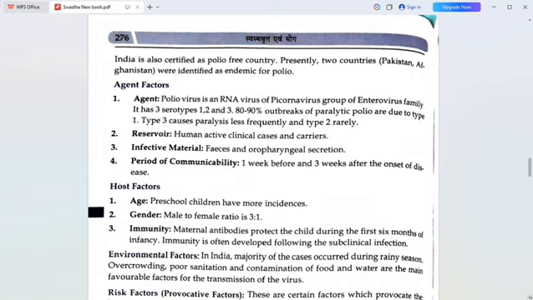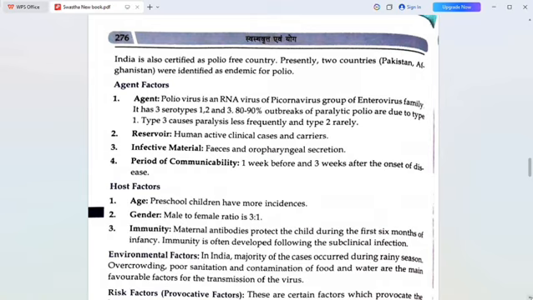Immunity. Maternal antibodies protect the child during the first 6 months of infancy as they feed their children during that period. And after that, immunity is often developed following subclinical infection and after vaccination. So the first 6 months of a child are protected by maternal antibodies which are given through the mother's milk. And after that, if there is any subclinical infection, the person is immune, or after immunization, it gets immunity.